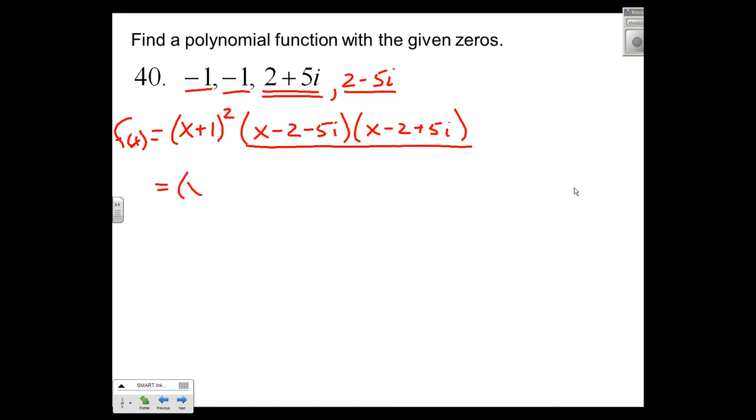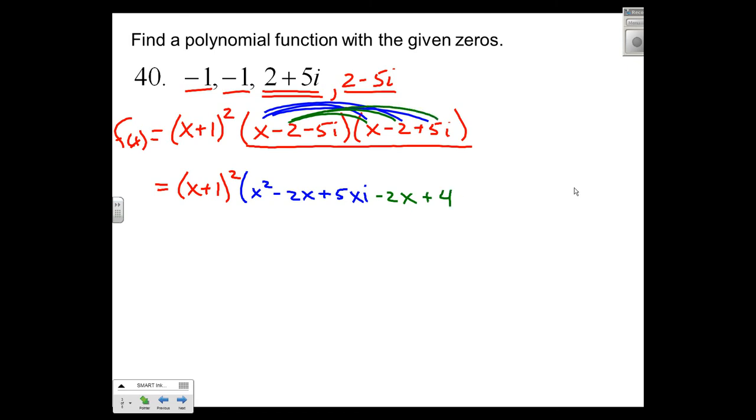So I'm going to write this as x plus 1 squared, and I'm going to start foiling, and there's shortcuts to this, but I'm going to go through this the safest way possible, and that is super FOIL. So x times x, x squared, minus 2x plus 5xi. Now I'm going to take the minus 2 through. Minus 2x plus 4 minus 10i. Now I'm going to take the minus 5i through. Minus 5ix plus 10i.